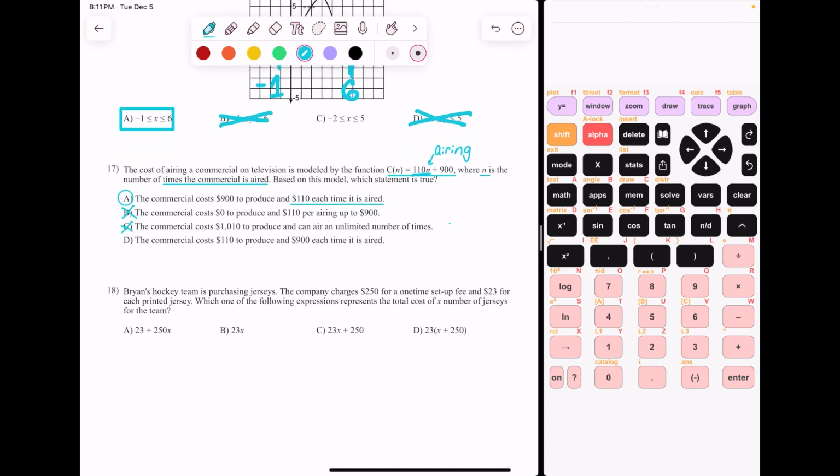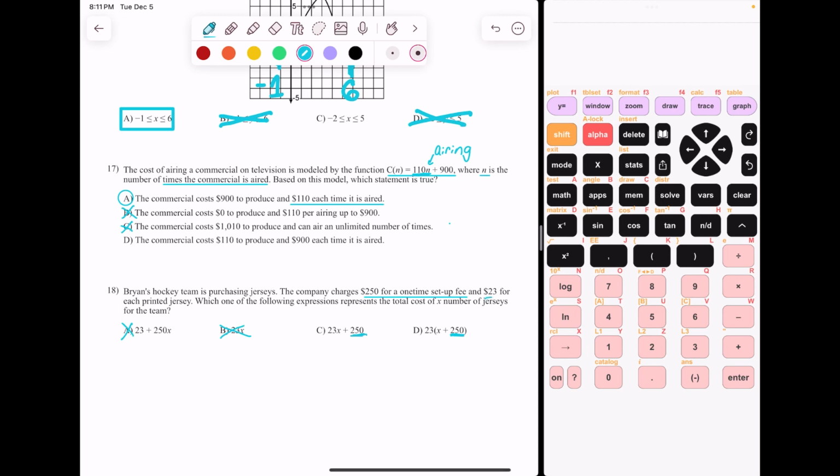Question 18, my bad. Brian's hockey team is purchasing jerseys. The company charges $250 for a one-time setup fee. $250 one time. If you charge $250 one time, that means 250 should not be multiplied by anything. Because if you're multiplying it by something, it's happening multiple times. And I don't like choice B. Choice B says 23x. Where is the 250 for the one time?